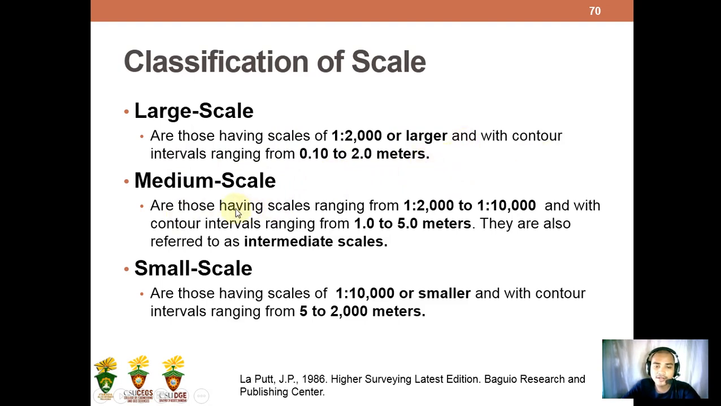And medium scale are those having a scale ranging from 1:2000 to 1:10,000, with contour intervals ranging from 1 to 5 meters. Medium scale charts are also referred to as intermediate scale. And lastly is for small scale charts, those having 1:10,000 or smaller, with contour intervals ranging from 5 to 2,000 meters. So those are the classification for scale.